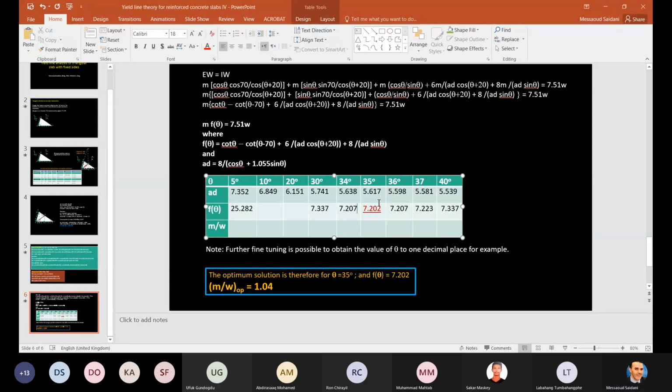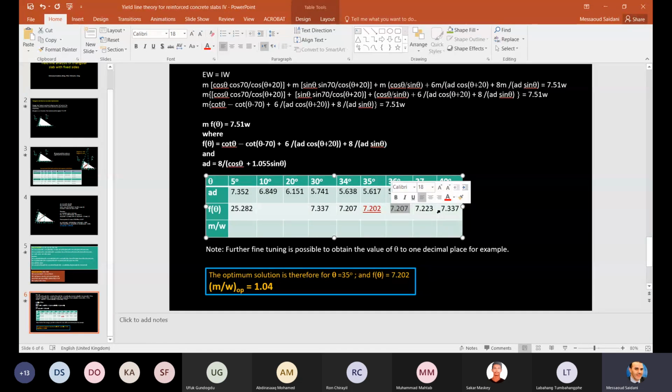And then what you can see is that the optimum value is actually at 35, because you start with a large value of f theta. I didn't calculate all the intermediate values, but basically it will start decreasing until you get to 30, you get 7.33, then at 34, you get 7.2, then at 35, you get 7.202, so it drops again, but then it starts increasing again.